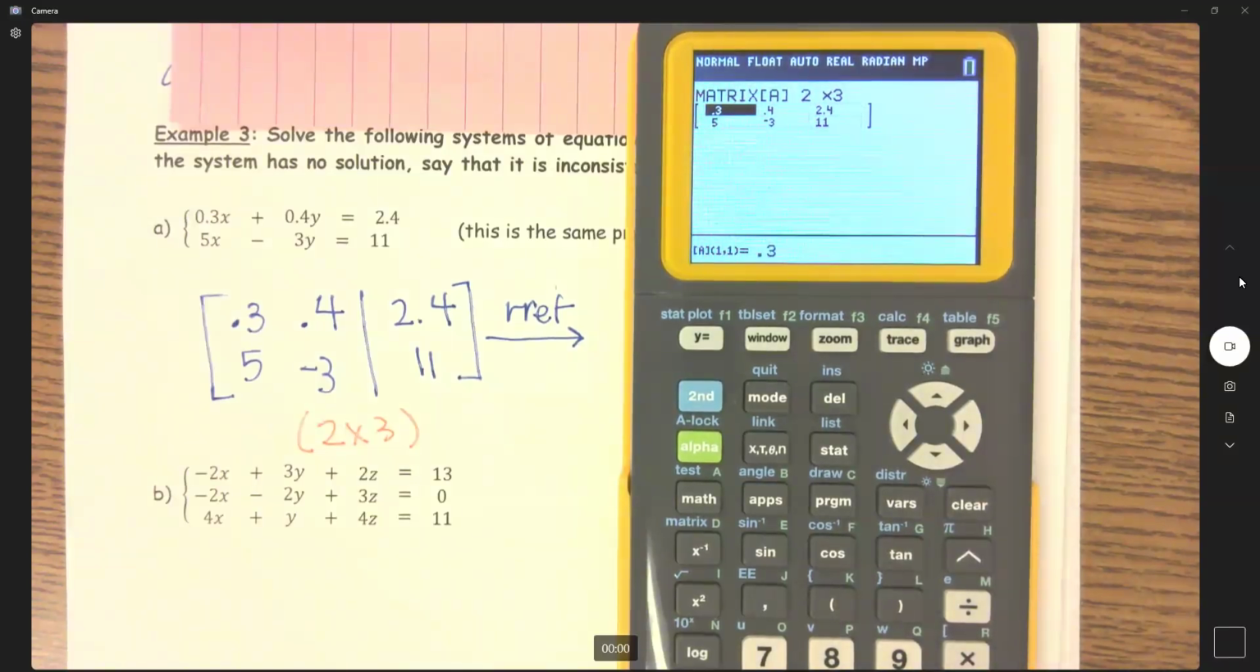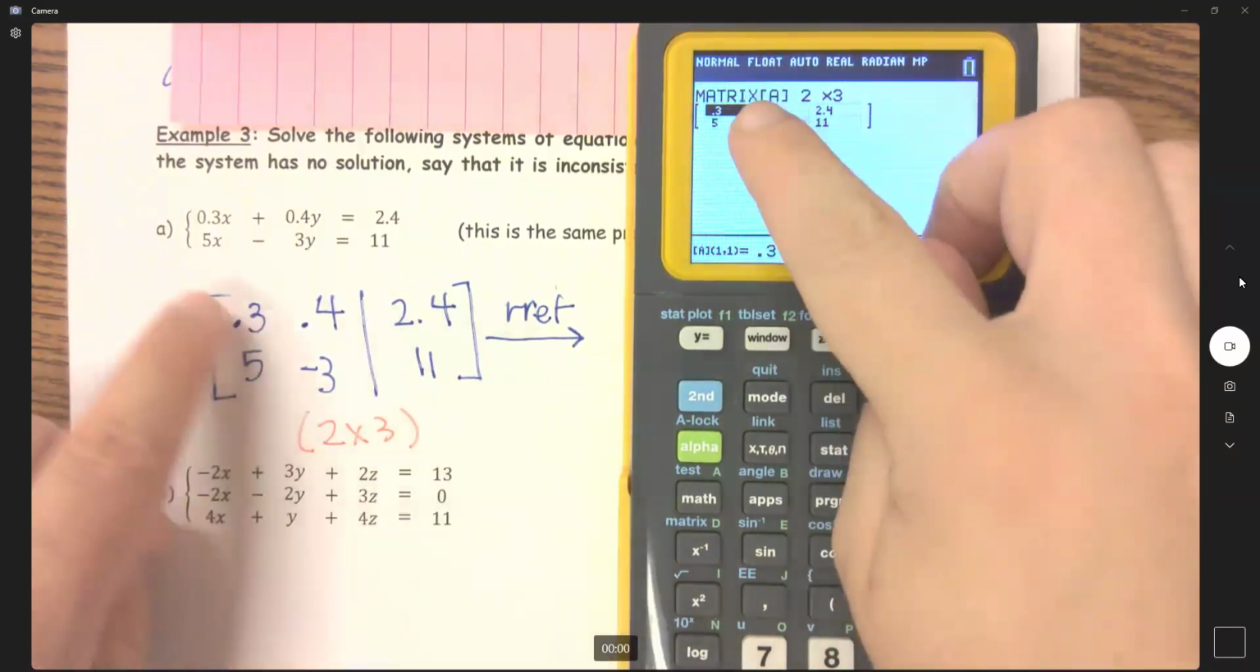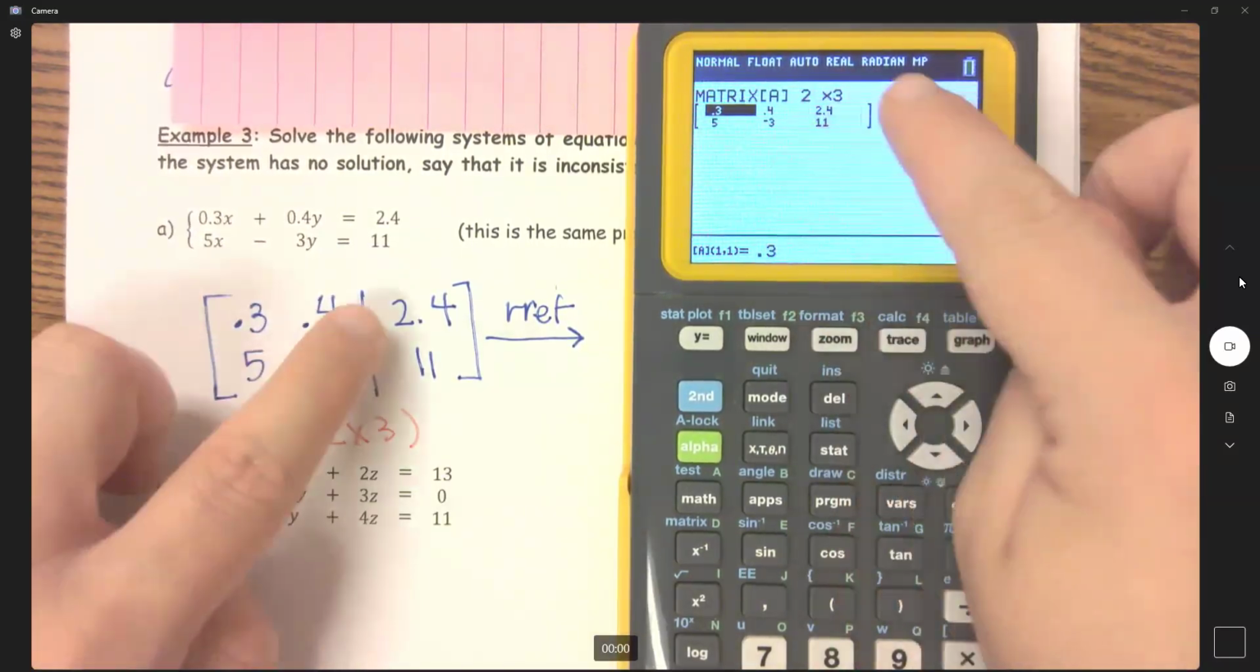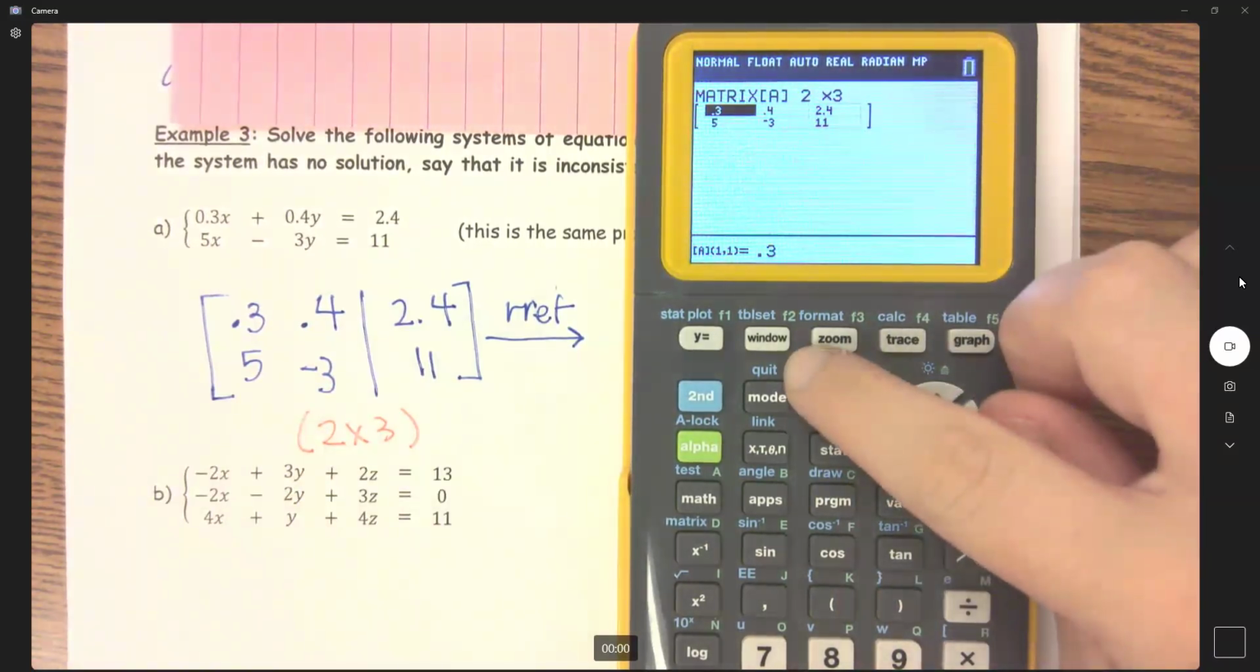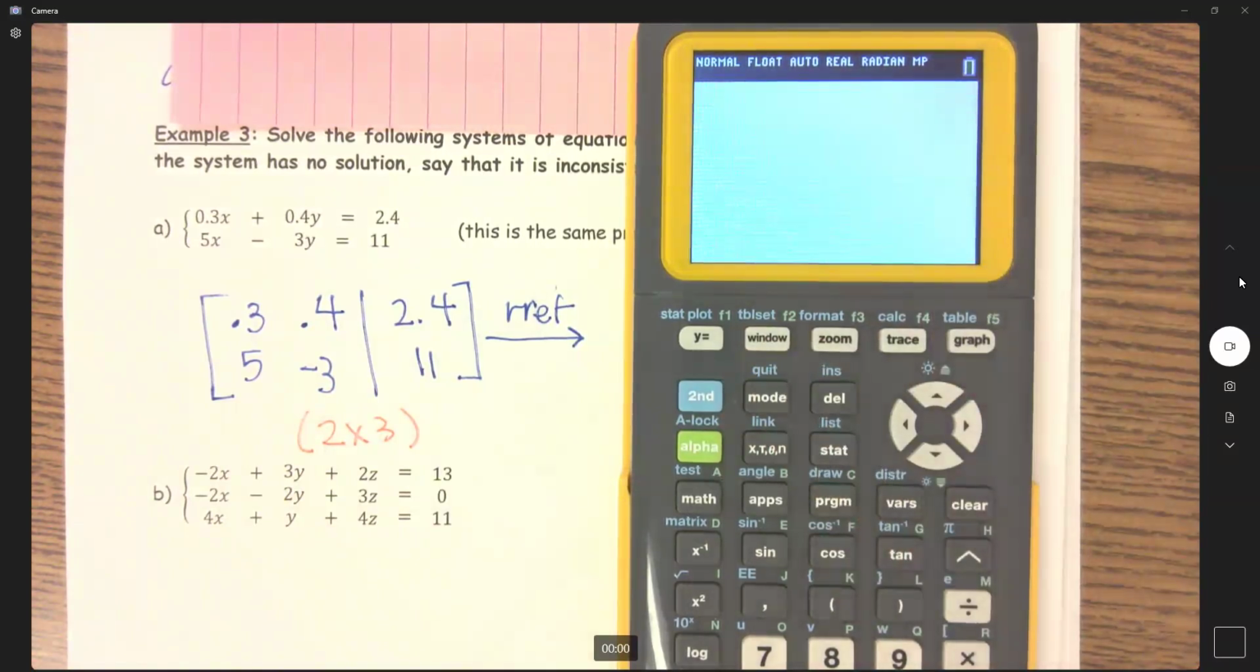Now, just like with your regressions, do not get this wrong because you entered in your matrix wrong. It takes 3 seconds to check these. Check these every time. So we have 0.35, 0.4, -3, 2.4, and 11. I like mine. So now I'm going to get out of here by going to quit. So second mode. Okay, so first thing you have to do is store this matrix into your calculator. So now we need to get to our RREF matrix A command.